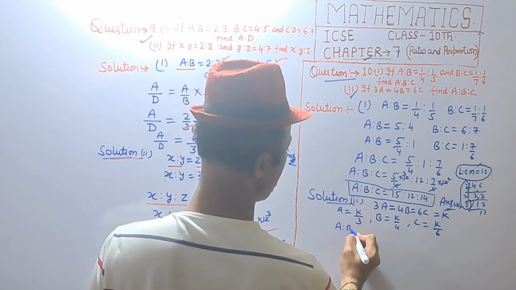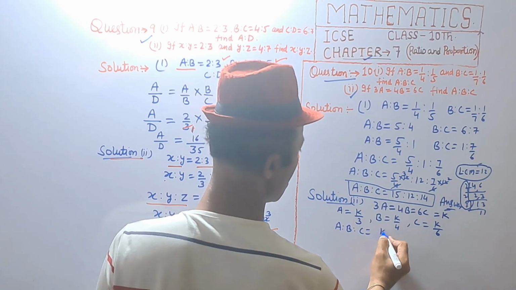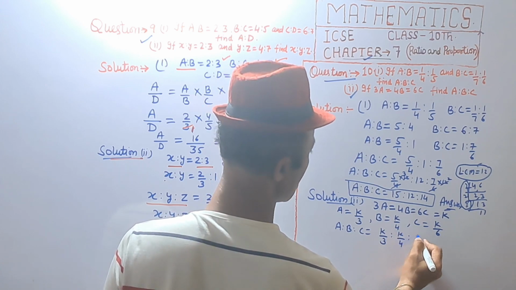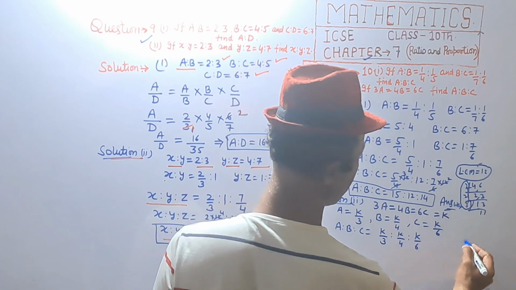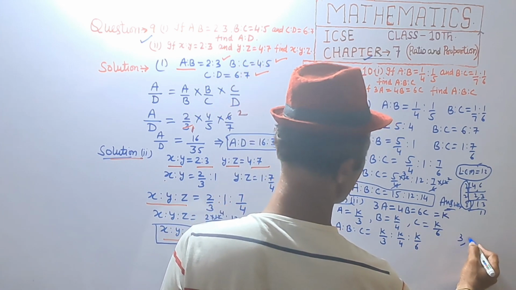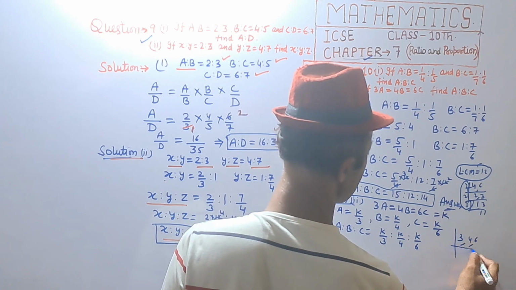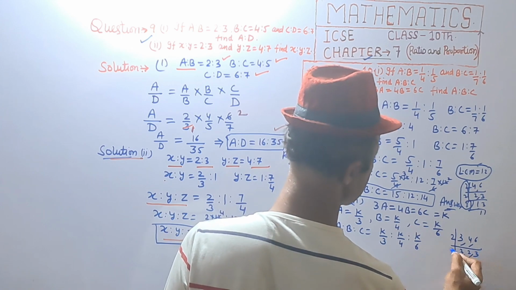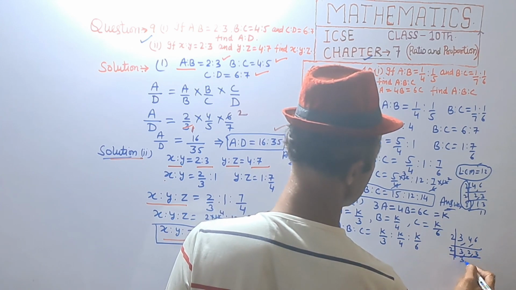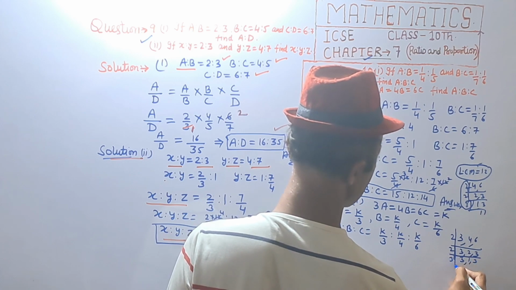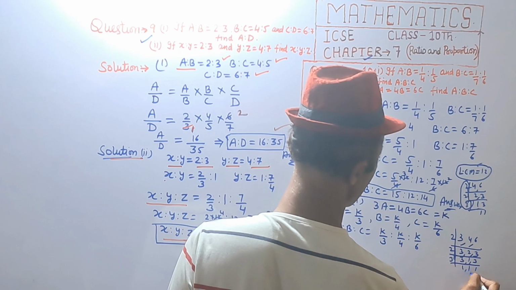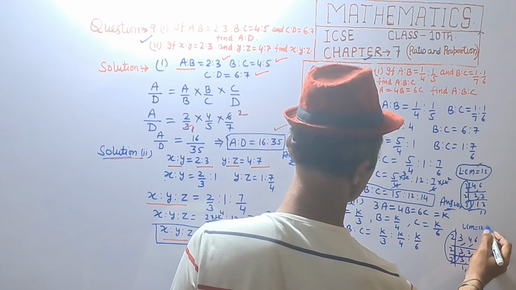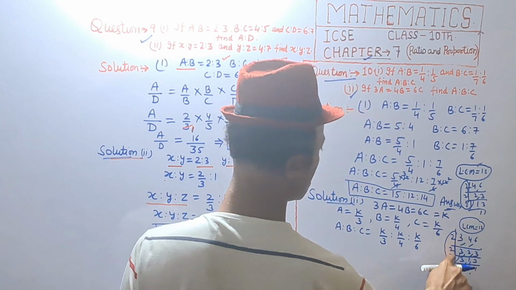So A ratio B ratio C is equal to K/3 ratio K/4 ratio K/6. LCM of 3, 4 and 6: 2 2s are 4, 2 3s are 6, 3 1 3, 1 1 1, that is equal to LCM is equal to 12. 2 2s are 4, 3 4s are 12.